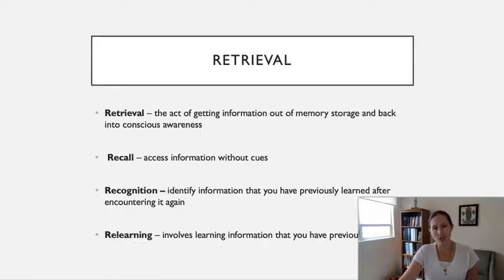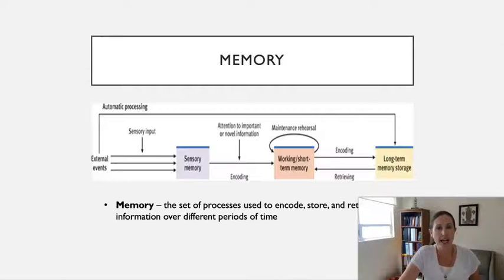The next thing we are going to go over is retrieval. Retrieval is the act of getting information out of memory storage and back into conscious awareness. Again, going back to this, we have your long-term memory. If you are going to remember something, to think about something that's in your long-term memory, basically what you're doing is moving it back to your short-term memory briefly so that you can consciously be thinking about it. So retrieval is that process.